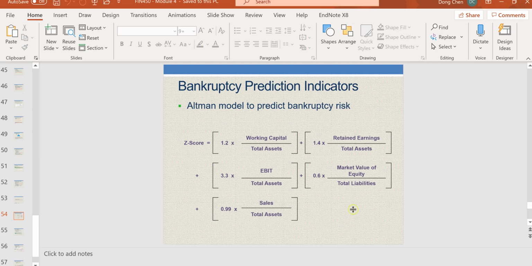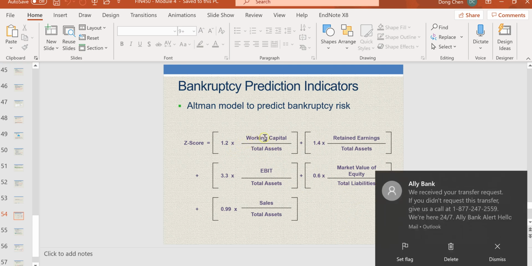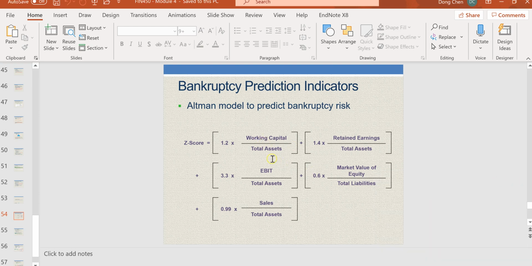If we check our lecture slides, the z-score is defined like this. It's 1.2 times working capital. Working capital is net working capital, which is current assets minus current liabilities. And retained earnings, and EBIT. EBIT most of the time is just the operating income. And market value of the equity. Here we need the stock price and the number of shares outstanding. Then we can multiply the stock price times the number of shares outstanding to get the market value of equity.